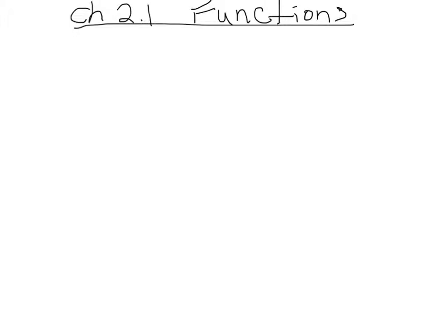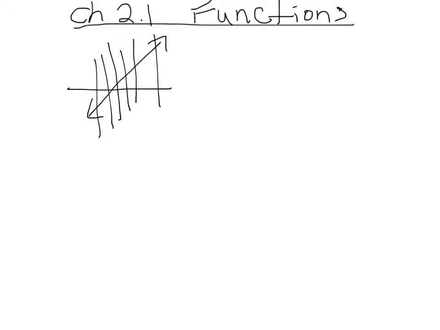To differentiate between a function and something that is not a function, the simplest way would be to look at your graph. Say you have a line like this, and you do what's called the vertical line test, which is you draw a vertical line down any point of the graph, and it should only touch one point. Like here, here, here, here, here, and here. It only touched one point.